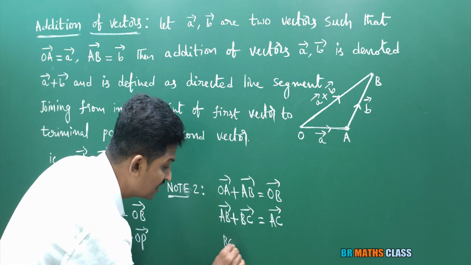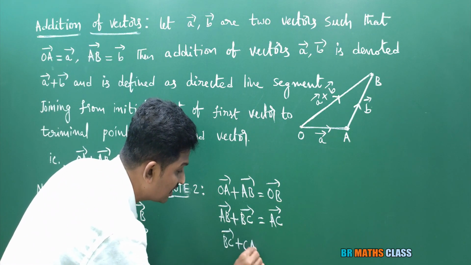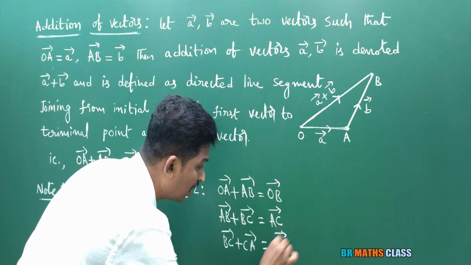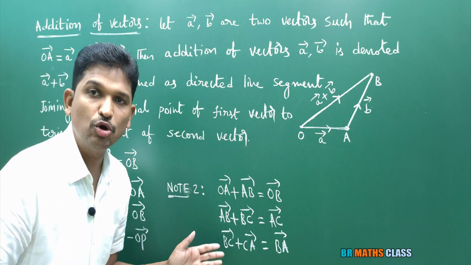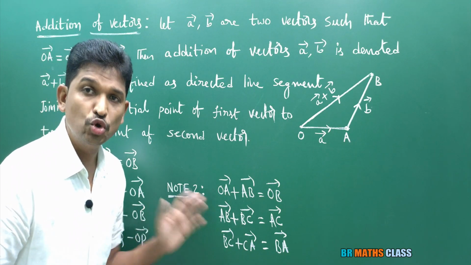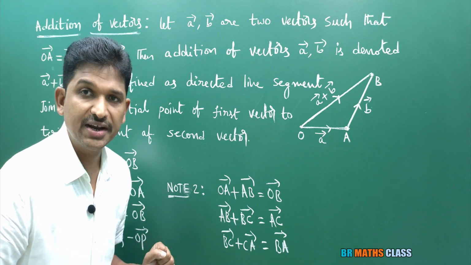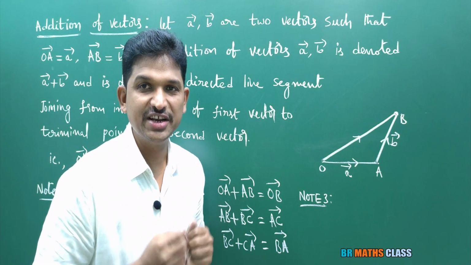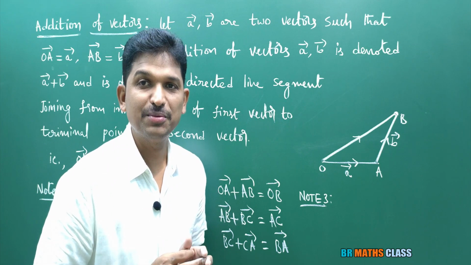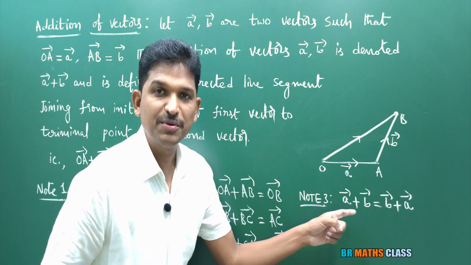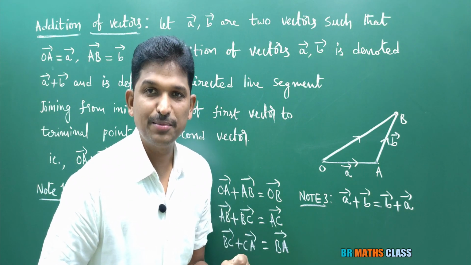Something you saw like this, BC bar plus CA bar, can be written as BA bar. How are we writing all these things? We are writing all these things from the definition of addition of vectors. These two note points are very important. Note 3. Commutative law holds good with respect to addition. That means A bar plus B bar is same as B bar plus A bar.